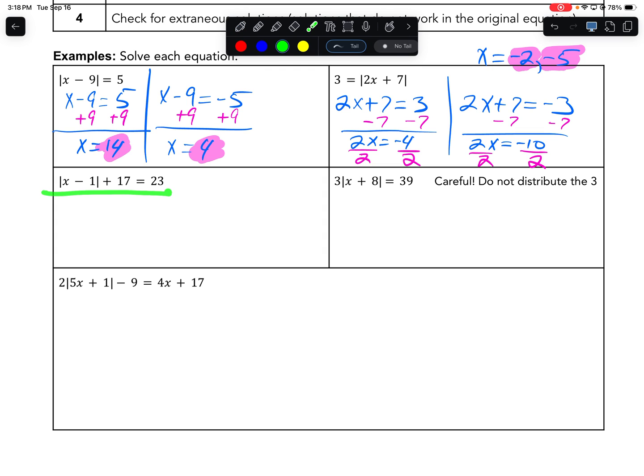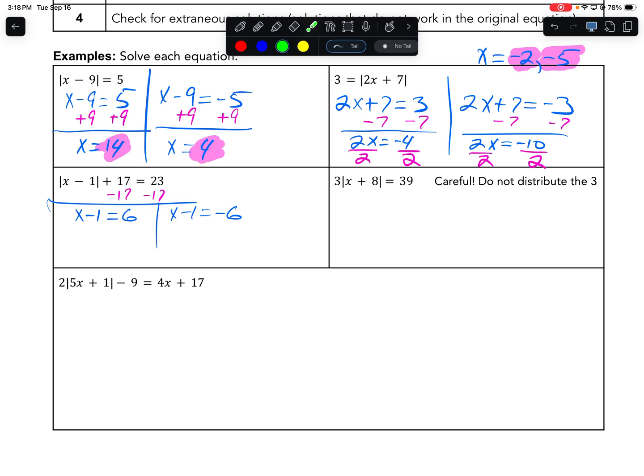Okay, first step on this equation is what, Jonah? This guy right here. First step. I want to get absolute value by itself. 17. Okay, subtract 17 from both sides. We get x minus 1 equals 6. Now I'm going to make my second case, x minus 1 equals negative 6.